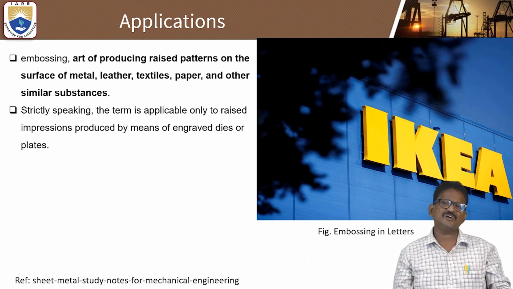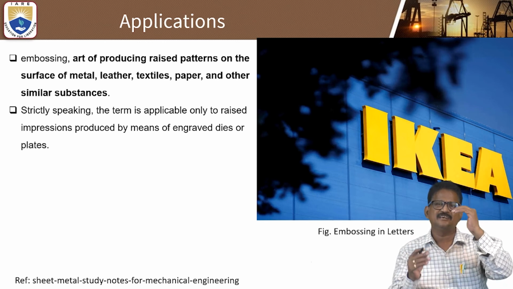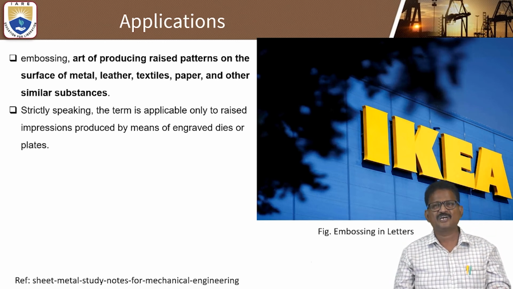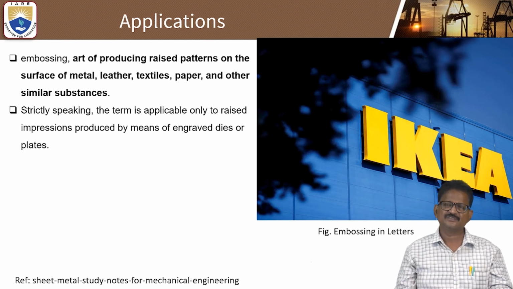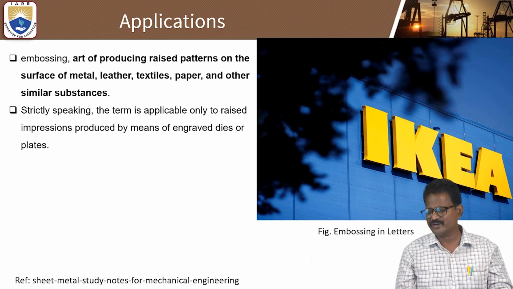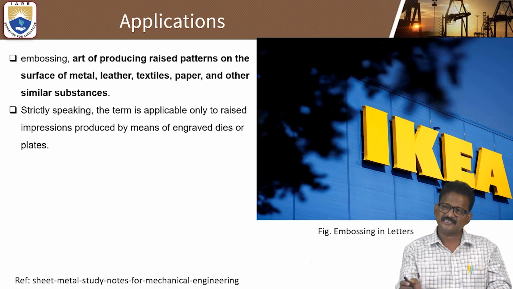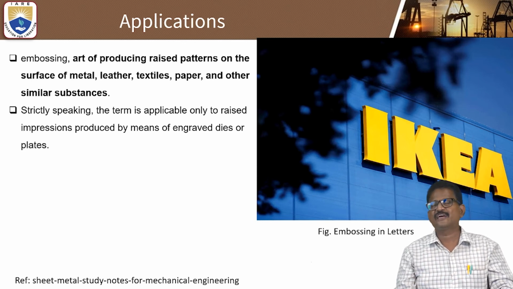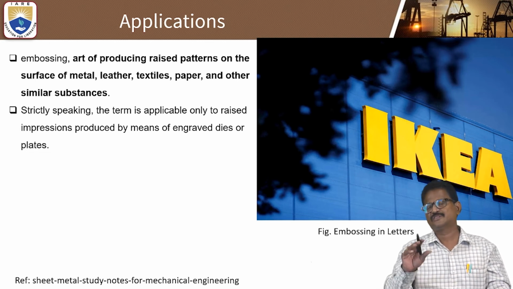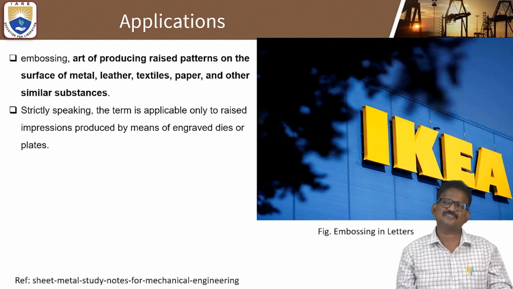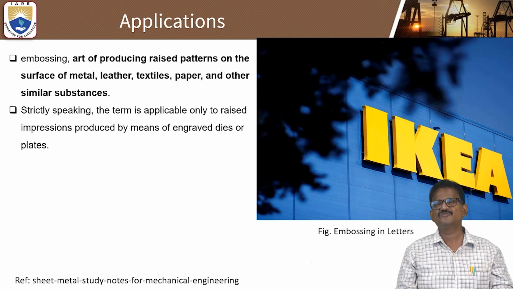So embossing is an art of producing raised patterns on the surface of metals, leather, textiles, paper, and other similar substances. This is one best example for IKEA, how raised letters can be made. They can put lighting also, either blue, red, orange, any color you can give. The same color is reflected, so that it can be focused from a long distance also.